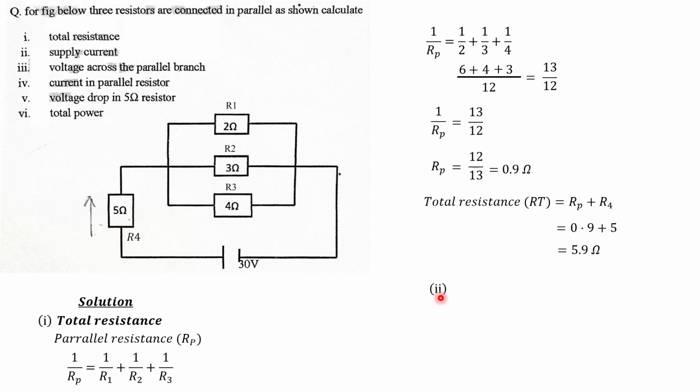So let's move on to II, and we have to calculate the supply current. So IT is equal to Vt over RT. So Vt here is the total voltage, and then RT is the total resistance, and this is equal to 30 over 5.9. So when we divide, we are going to get 5.08 amps. So the total current is equal to 5.08 amps. I hope you are following the calculations.